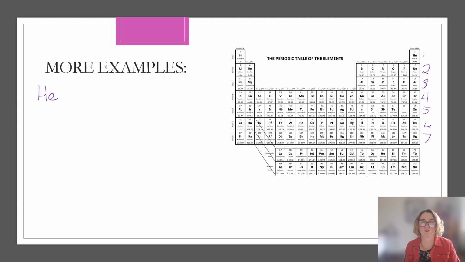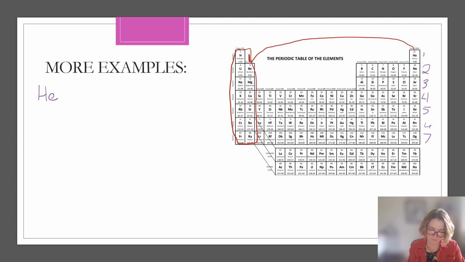Remember, these correlate to the energy level. And also keep in mind our blocks. These first two are our S block. Remember that helium really should go here. Our P block is right in here, and our D block is right in here. And then our F block is down here.